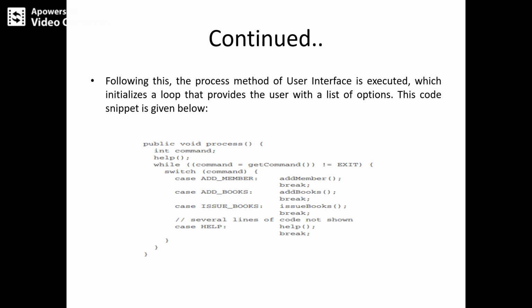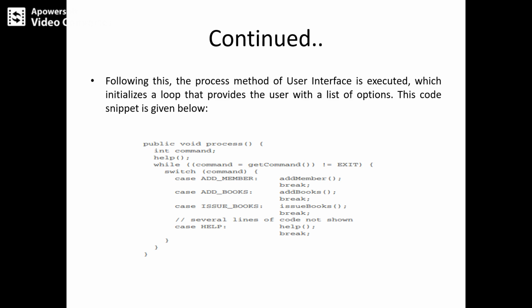Next, variable declaration: we have taken command as an integer type here. Then another method we have taken is the help method. While command equal to get command, where get command is a method, not equal to exit. This is the while condition, and inside it we take a switch of command. Case 1, case 2, case 3. Here a case is add member.